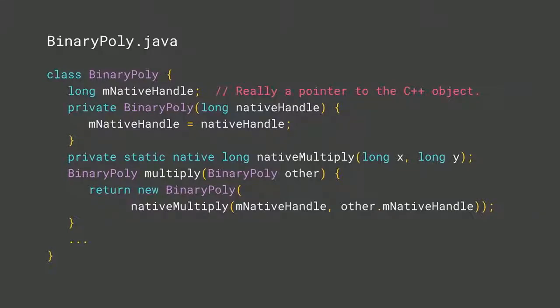So the Java level multiplication routine is really one that just gives me back a new binary poly object containing this Java long, which really points to C++ code, which I obtained, the underlying C++ pointer, by calling this native multiply routine.